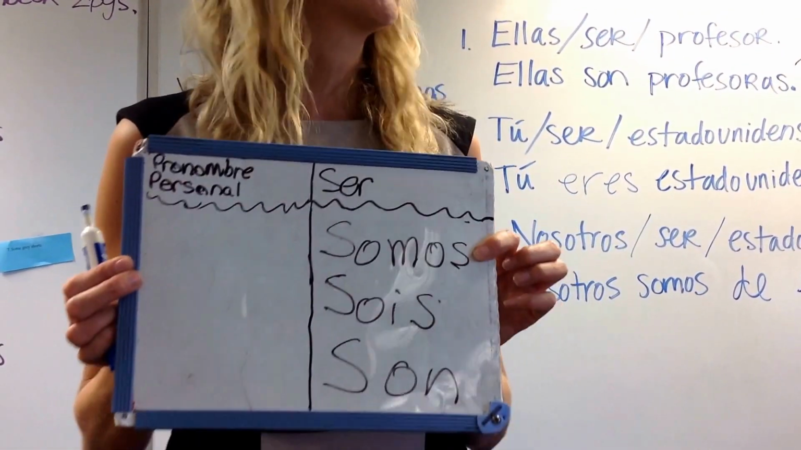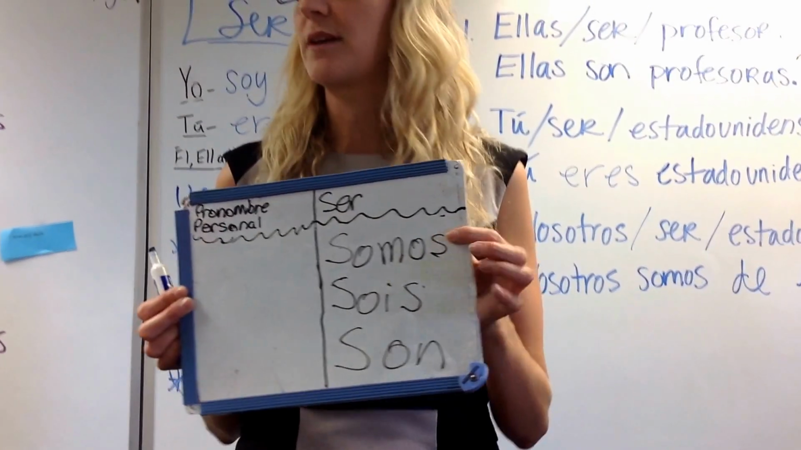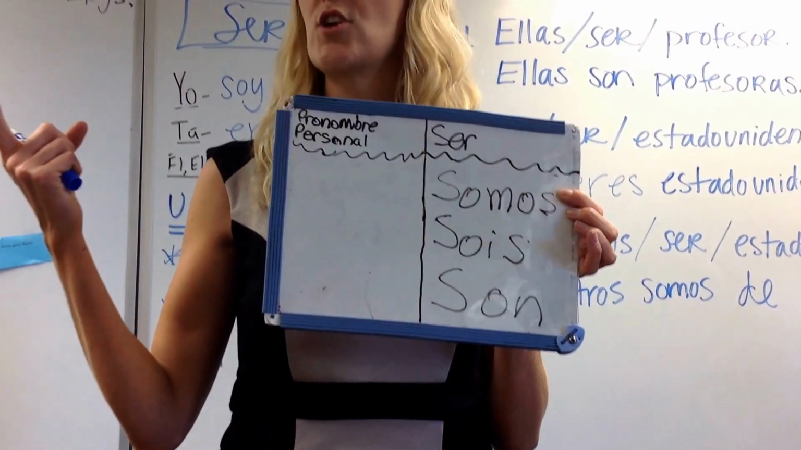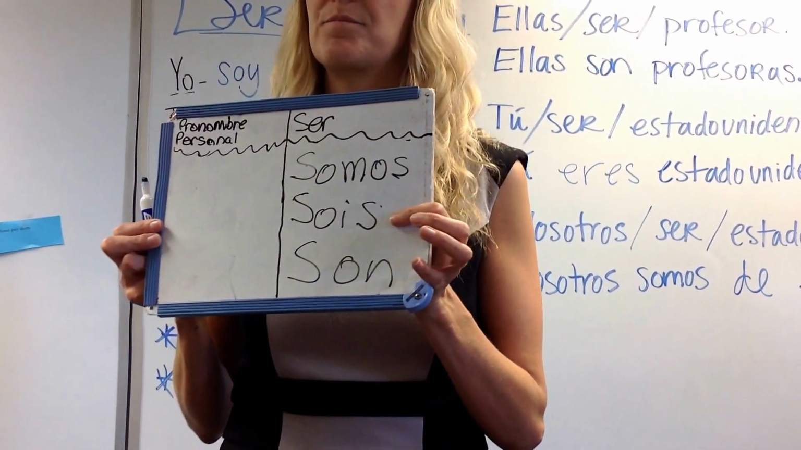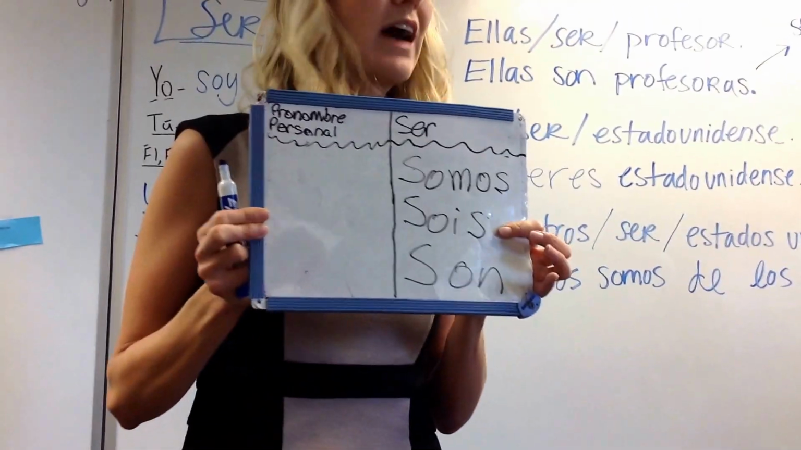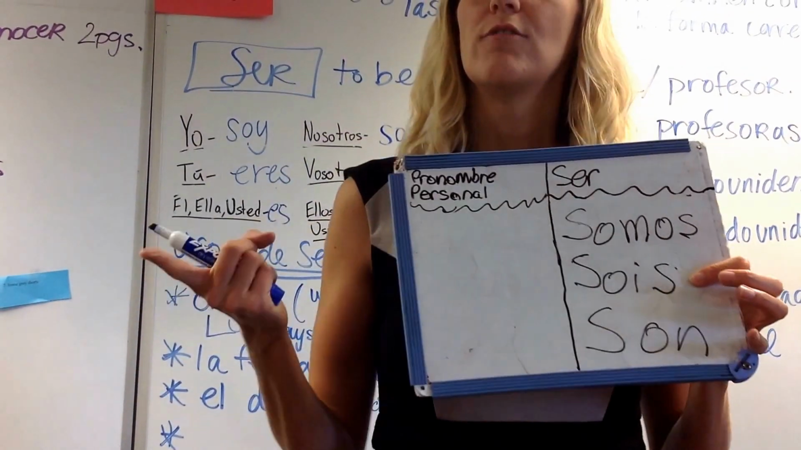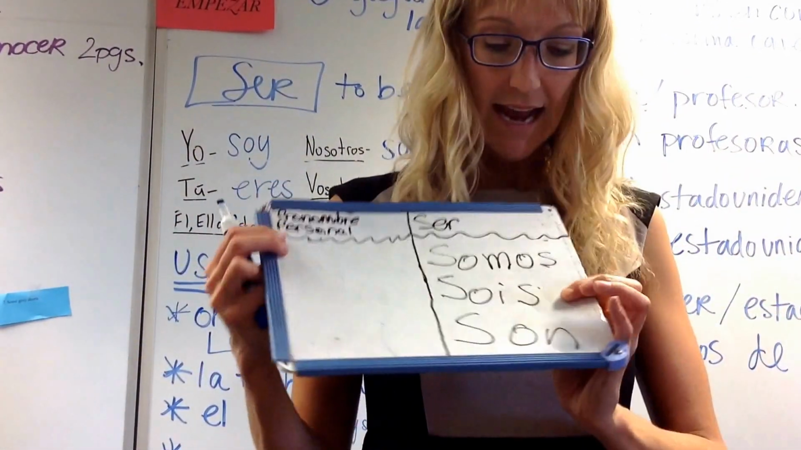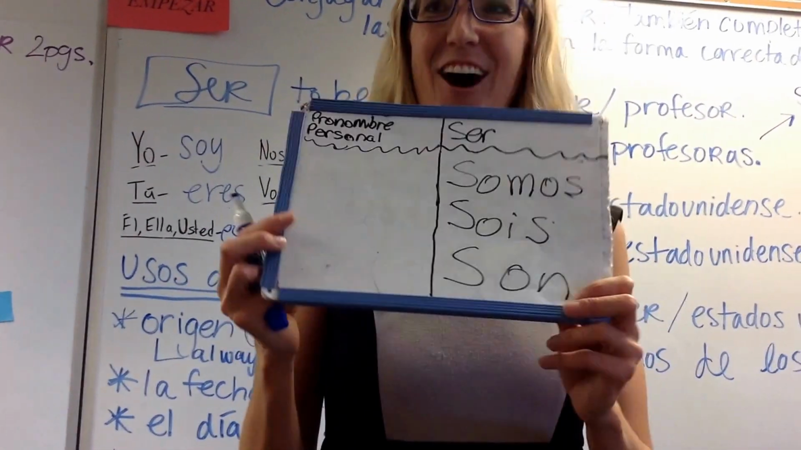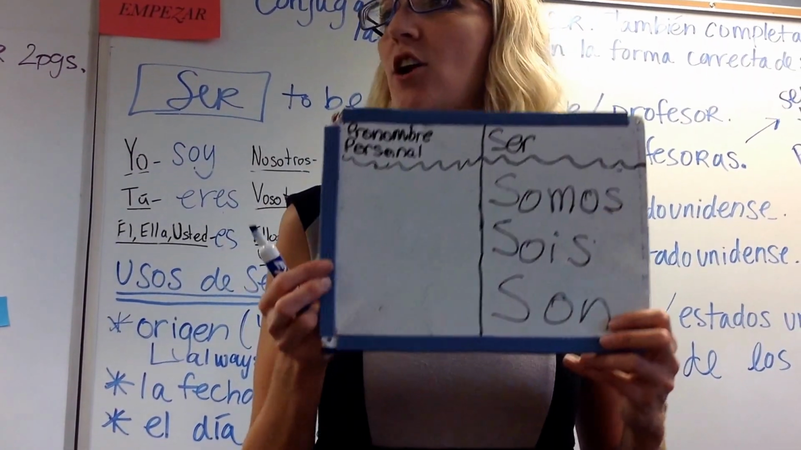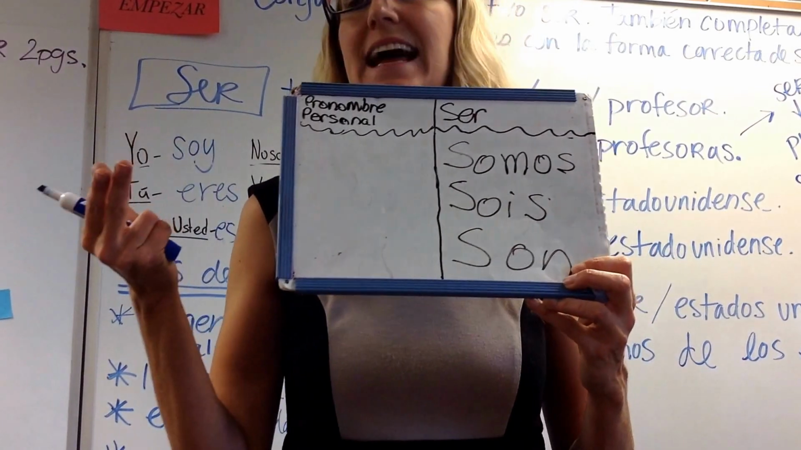We have, repite, somos. Somos means we are. What personal pronoun would it go with? Nosotros or nosotras. Okay? Sois means you guys are. What personal pronoun would it go with? Vosotros or vosotras. And son means what? They are. Son means they are. And it would go with what? Ellos or ellas or ustedes.